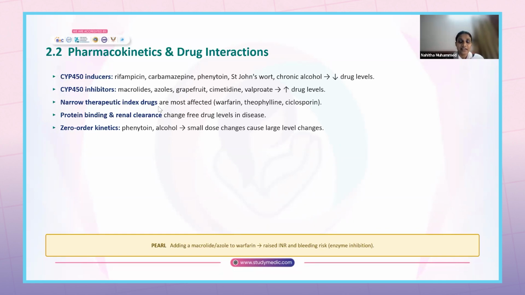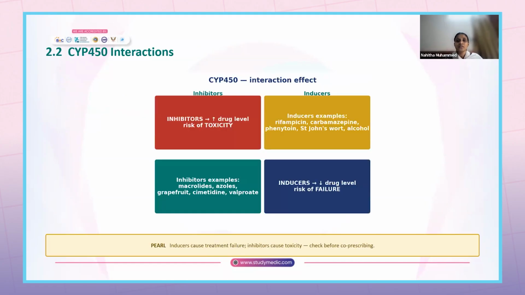Protein binding and renal clearance will change the free drug level. Zero-order kinetics we also have to study in phenytoin and alcohol. Small dose changes can cause large drug level changes. This is cytochrome P450 inhibitors: inhibitors will increase the drug level, which increases the toxicity. Inducers reduce the drug level.